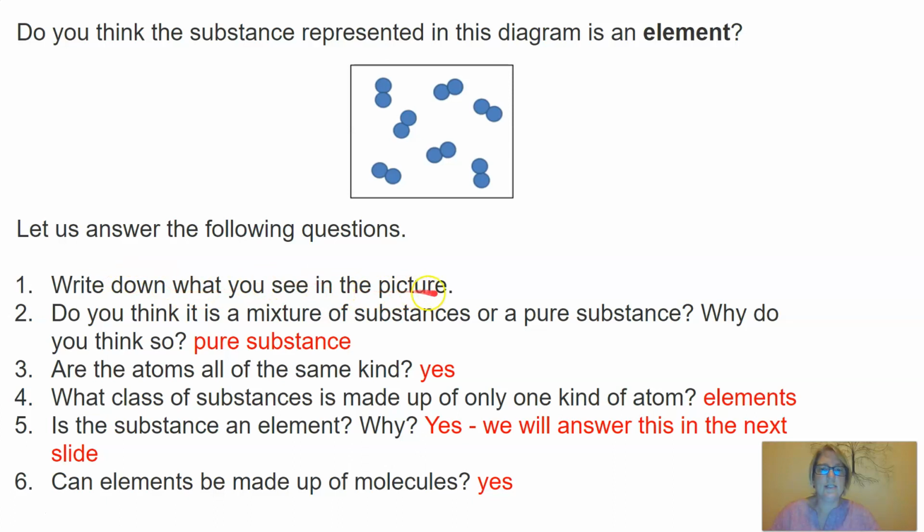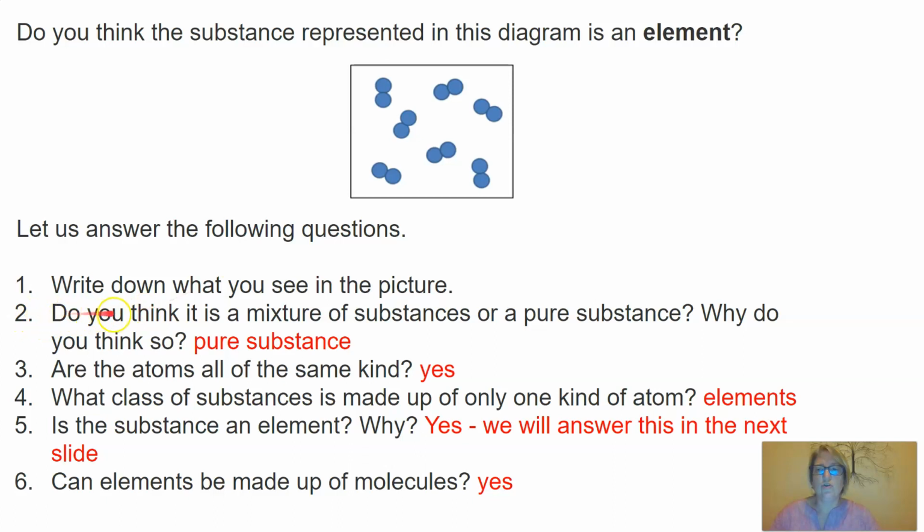Write down what you see in this picture. Now, I know we're all going to use different terminology and different words and things like that. So I'm going to tell you very basically what I see. So I see blue circles. I see that in this diagram here, the circles are only blue. They're no other color. I see that the circles are all the same size. And then I also notice the two circles look like they are joined together.